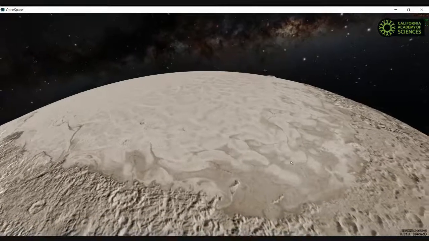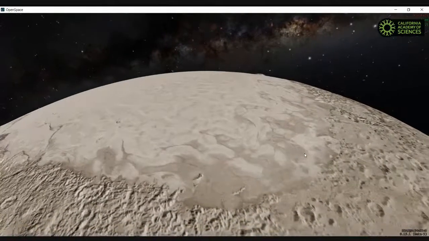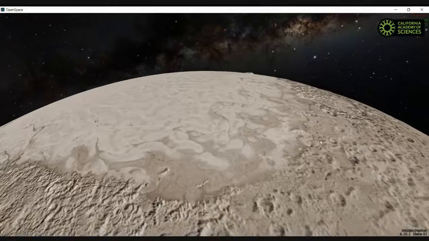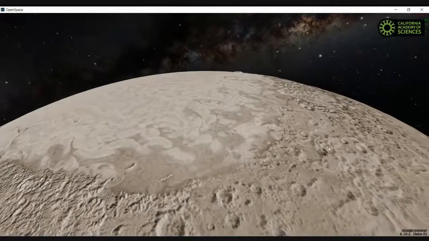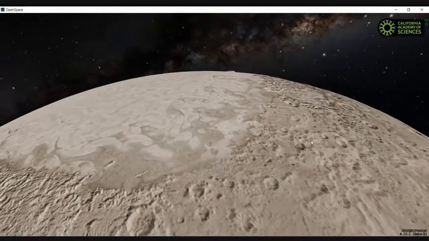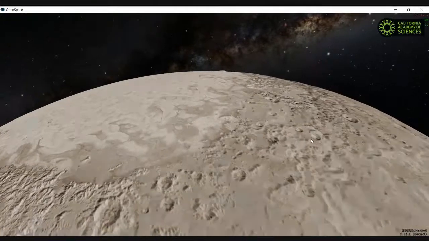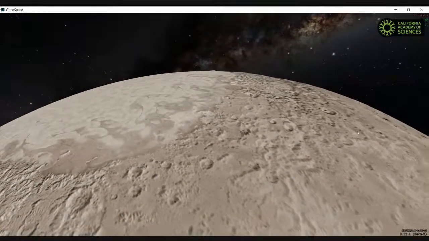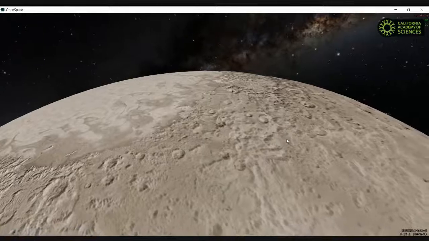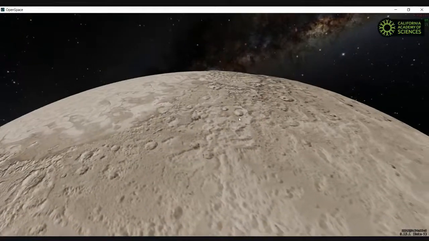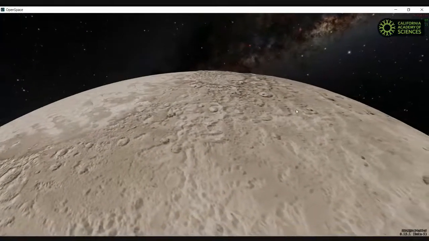Whenever something smashes into it, it probably just goops up back over it, and we're left with a new, fresh surface. So Pluto is one of the most interesting, active, geologically amazing objects in our solar system without any correlation to whether or not we call it a planet.